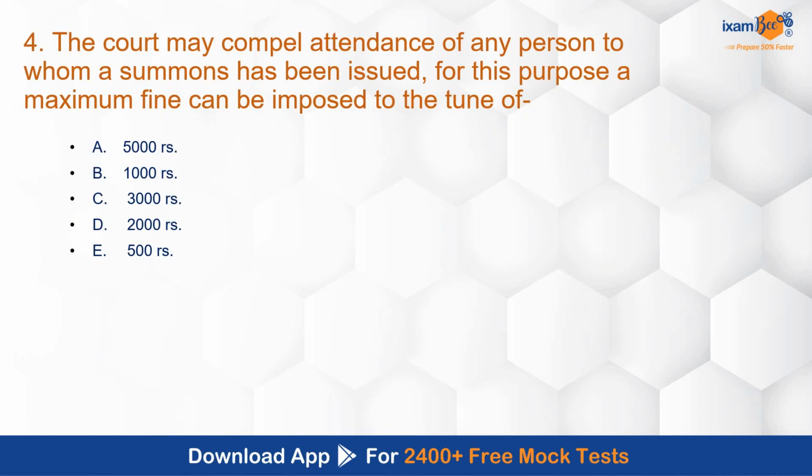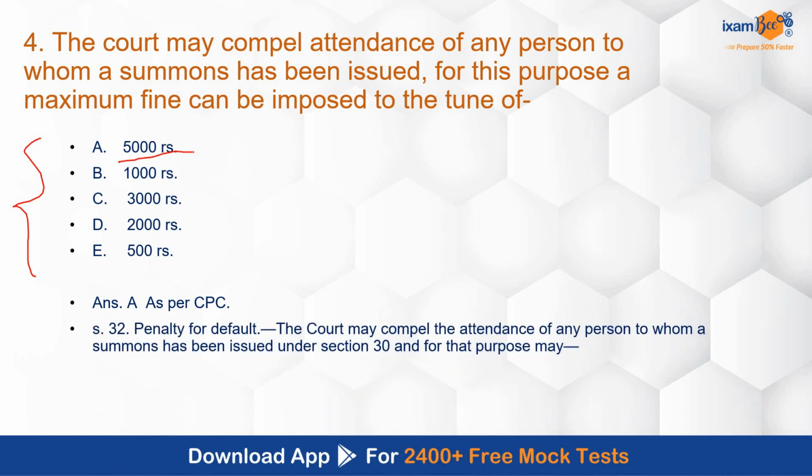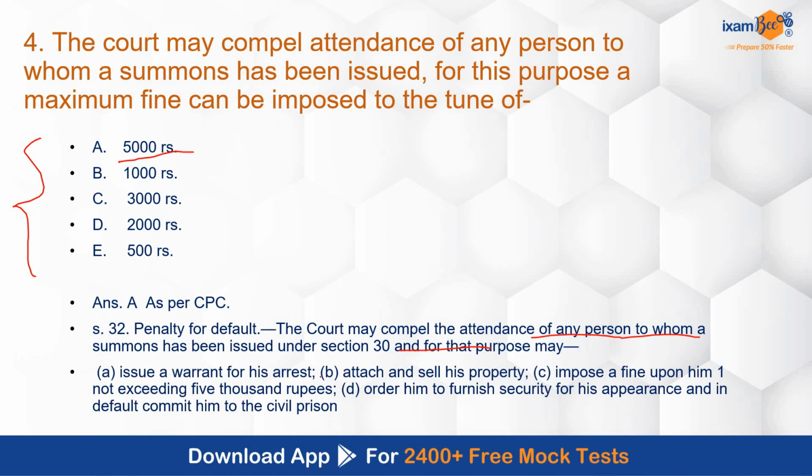Question number 4. The court may compel attendance of any person to whom a summon has been issued. For this purpose, a maximum fine can be imposed to the tune of any of these. The correct answer is option A. As per CPC, the maximum fine that can be imposed is Rs 5,000. This is given under section number 32, penalty for default. The court may compel the attendance of any person to whom a summon has been issued under section 30 and for that purpose may issue a warrant for his arrest, attach and sell his property, impose a fine upon him not exceeding 5,000 rupees, order him to furnish security for his appearance and in default commit him to civil prison.